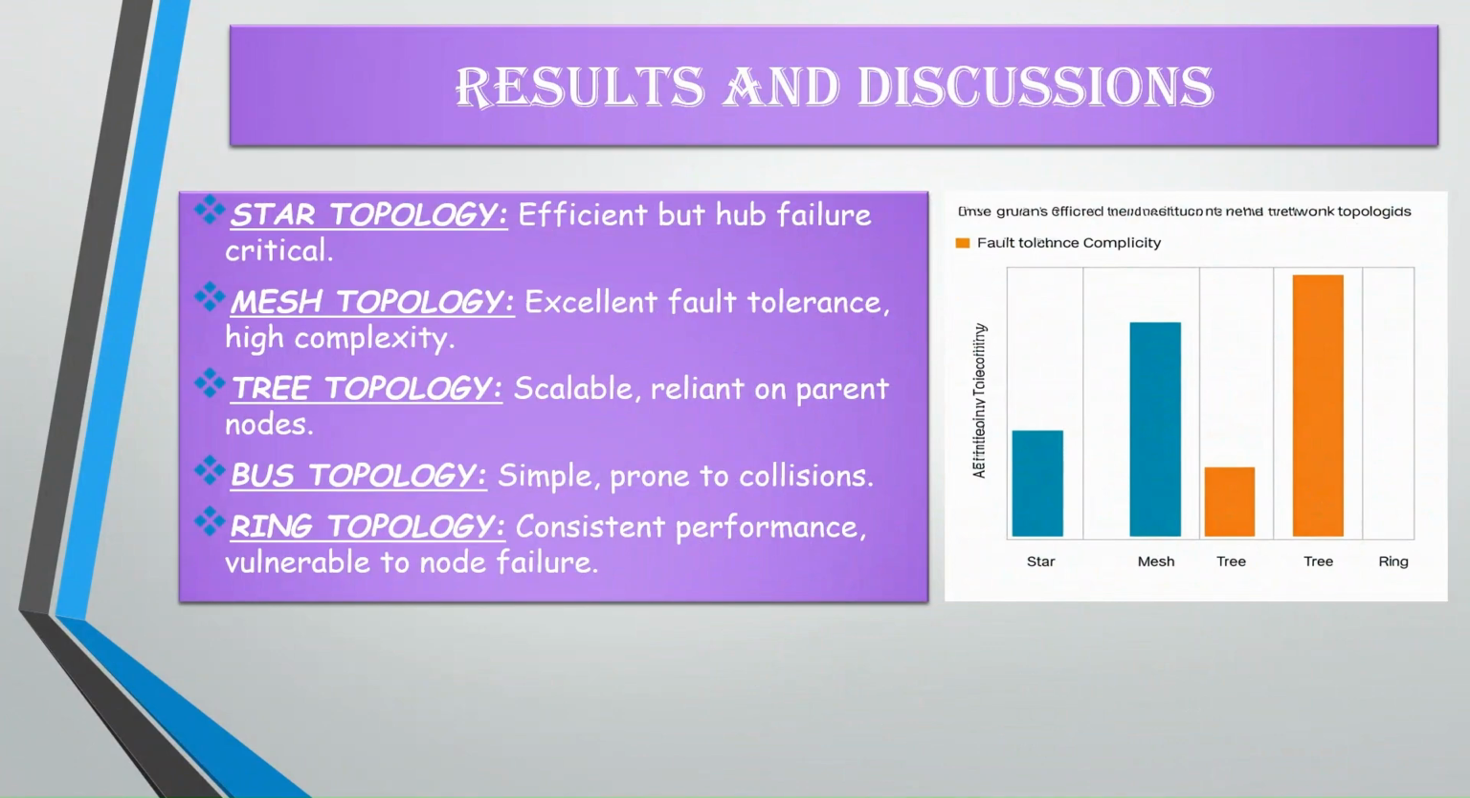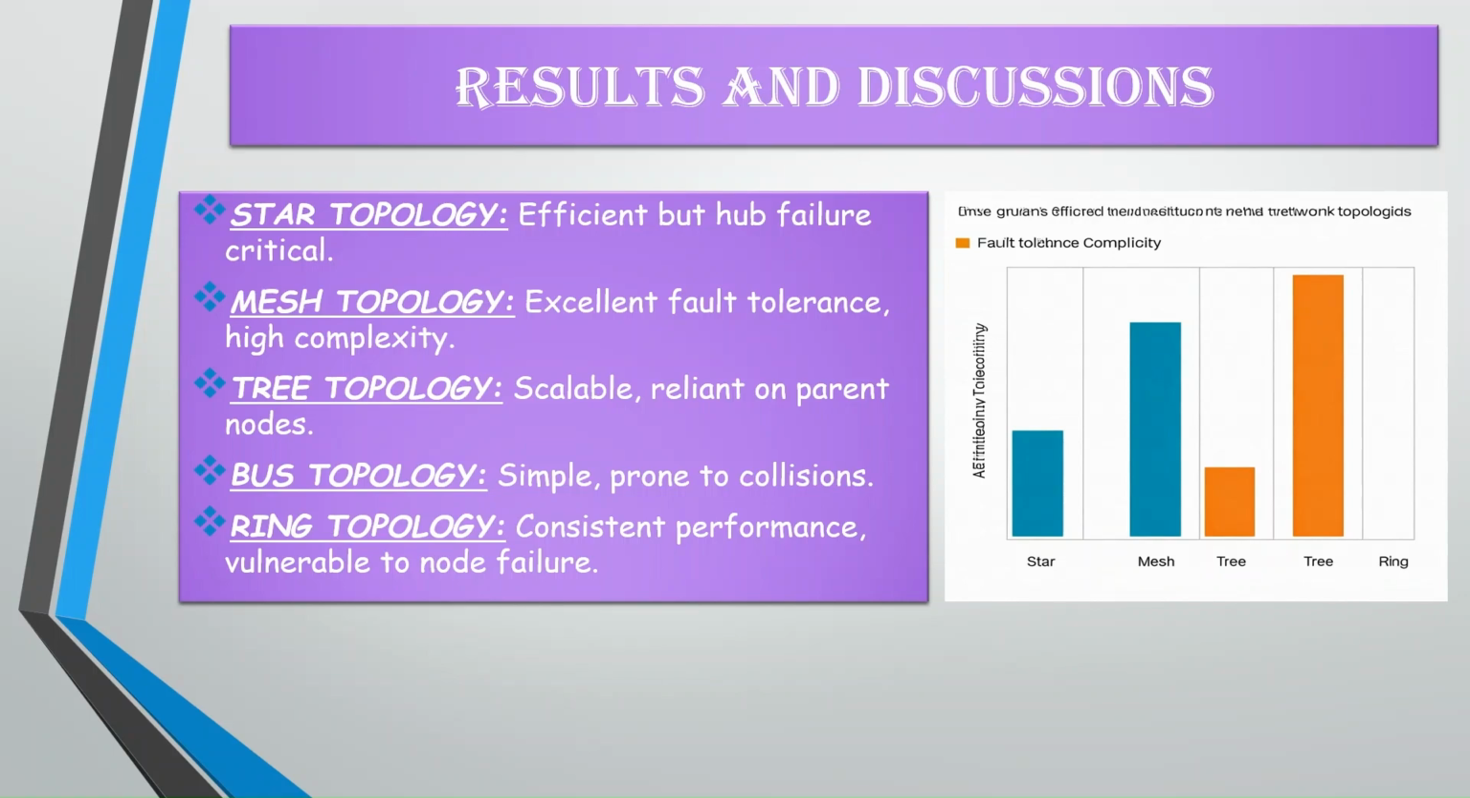On the other hand, the mesh topology demonstrates excellent fault tolerance due to its redundant connections. However, its complex structure can increase implementation and maintenance costs. The tree topology is scalable and can accommodate large networks, but it relies heavily on parent nodes. If a parent node fails, it can impact the performance of connected child nodes.